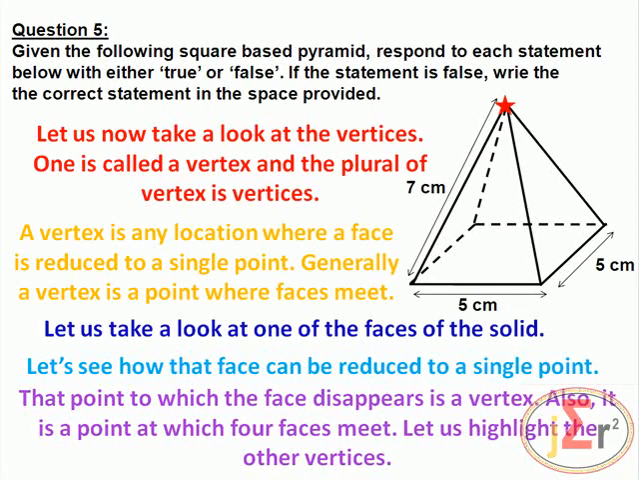But before we highlight the other vertices, remember that we took a look at the faces, and apart from the one that is actually the base, we had two in the background and two in the foreground. And all of those faces meet at that vertex. Let us highlight the other vertices. There we have them. Where faces meet, a point where faces meet.